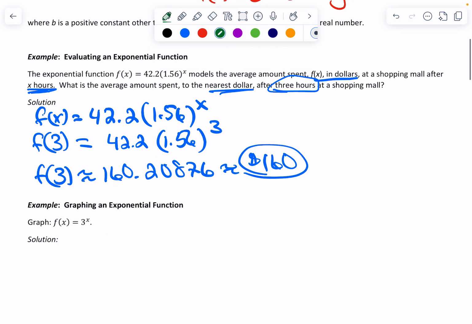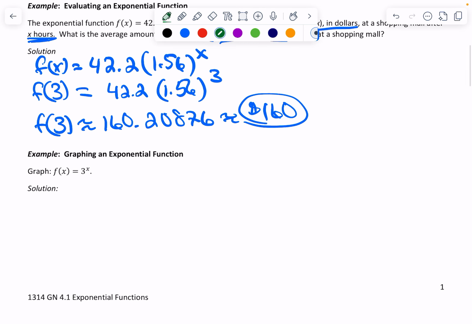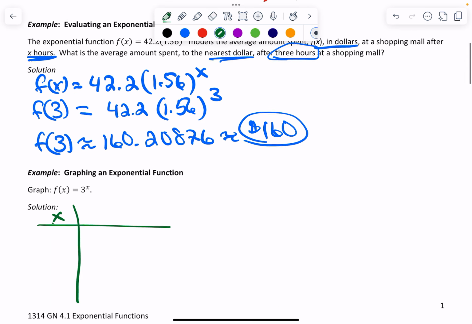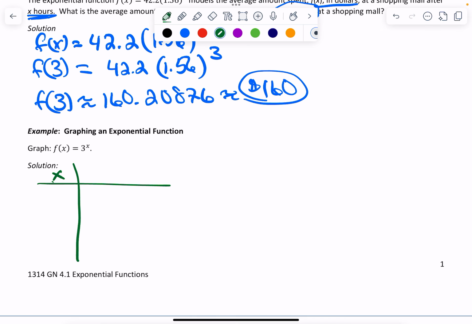Okay, in this next example, we are graphing an exponential function. So what we want to do is start with a table. x can be any real number, so we can just choose easy numbers. For example, -2, -1, 0, 1, and 2, familiar numbers that we've chosen before. Now y is going to be 3 to the power of x.